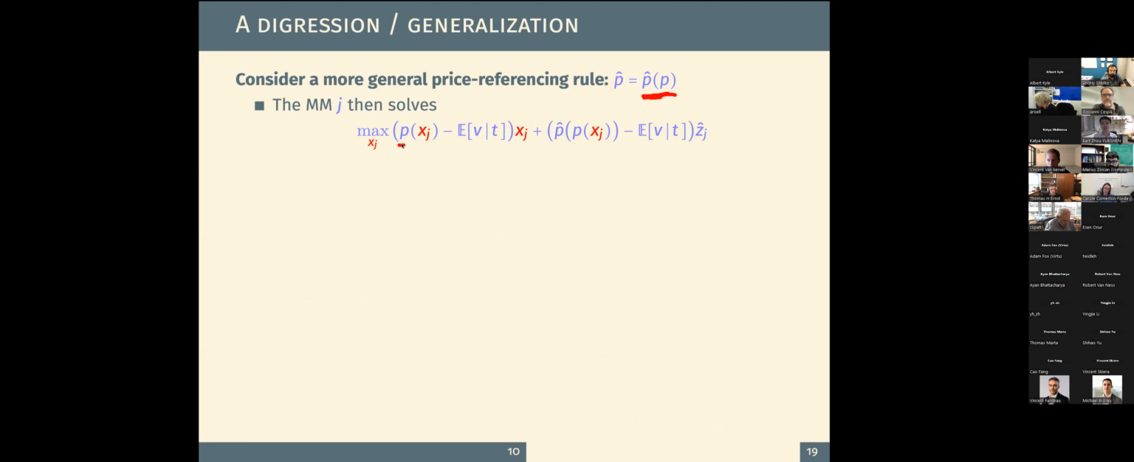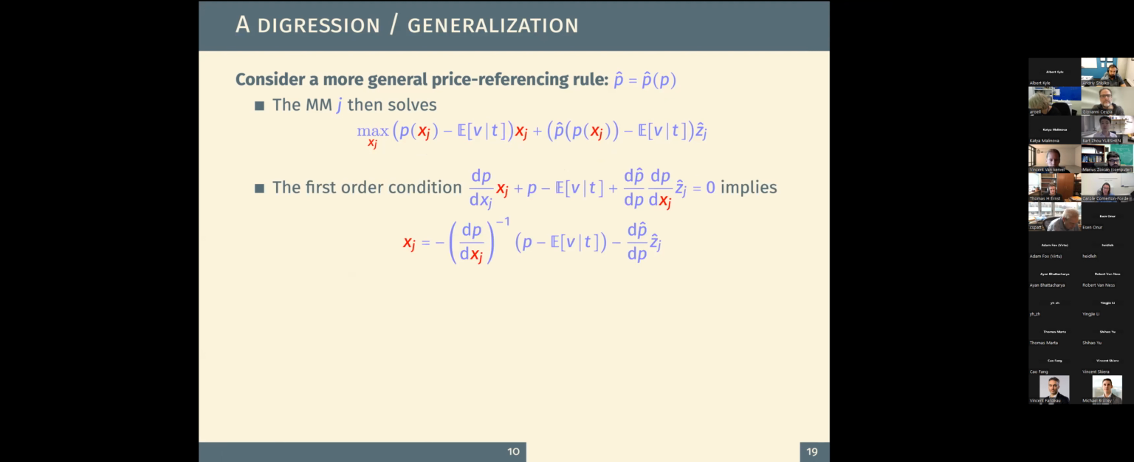The first part is my profit from providing liquidity on exchange. And the second component is my profit from providing liquidity off exchange. The only difference is that the first part is the on-exchange price P. And the second part here is the off-exchange price P hat, which refers to the on-exchange P according to some function P hat. Okay. So if we take the first order condition and solve for X_j, we get a very similar expression as before.